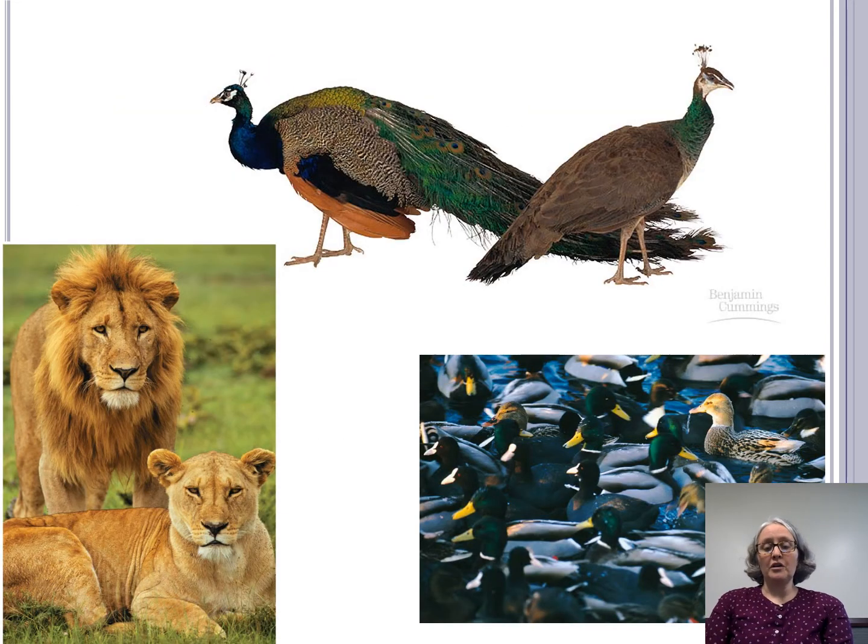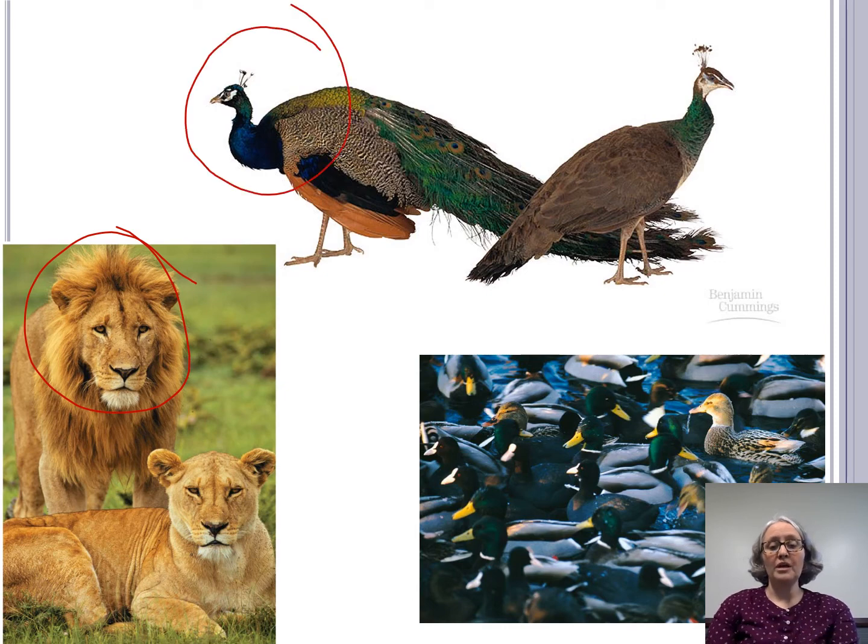So I just want you to think for a second as we look at these different pictures, which one's the boy and which one's the girl. So here's our male lion, here's our male peacock, peahen, and then here's our male mallards, and those brown ones, those are the females. And if we think about what makes a difference between these male and female animals, really it comes down to estrogen or testosterone.